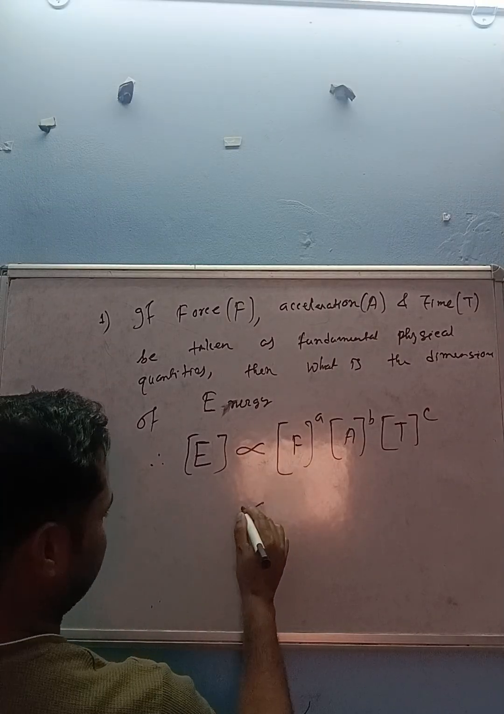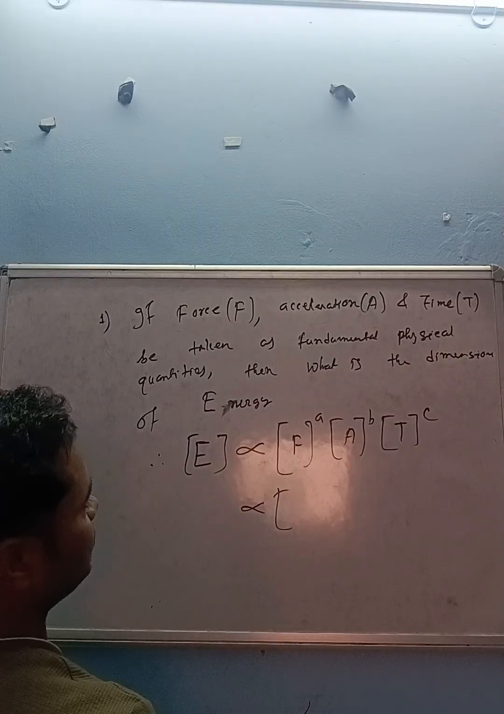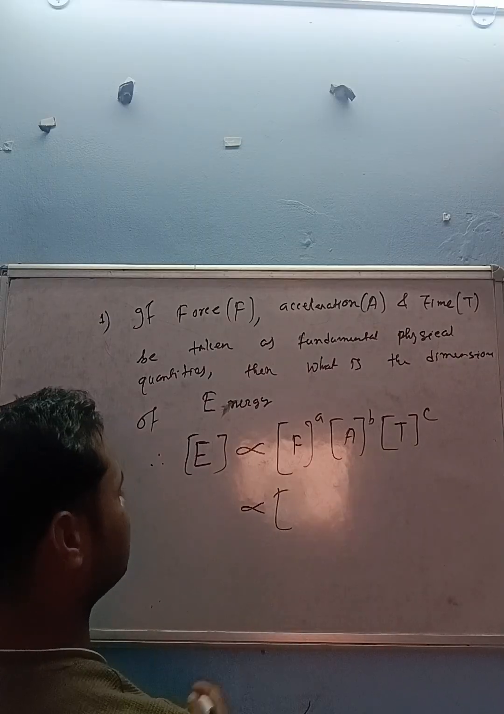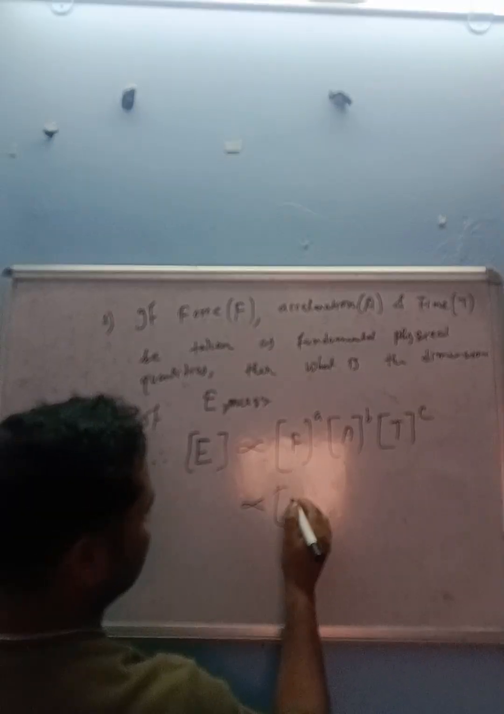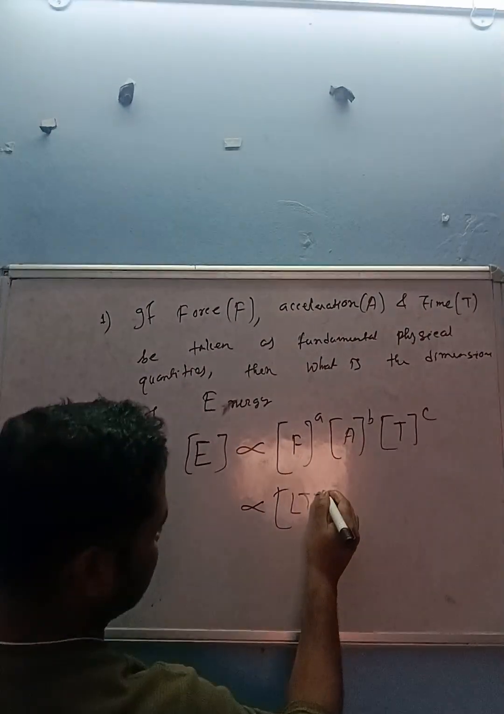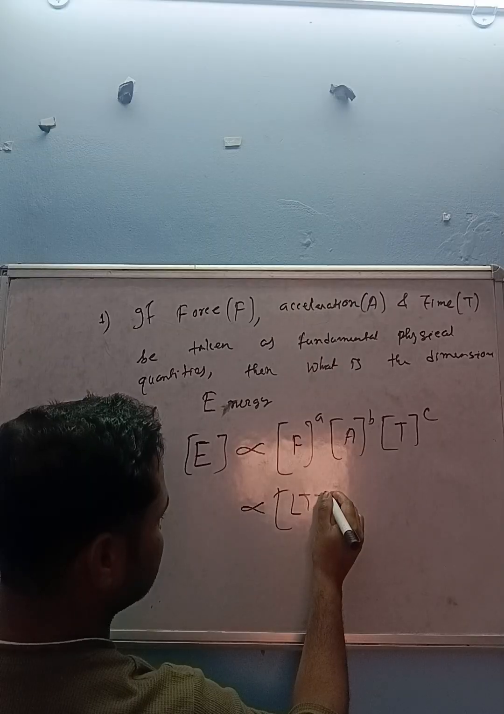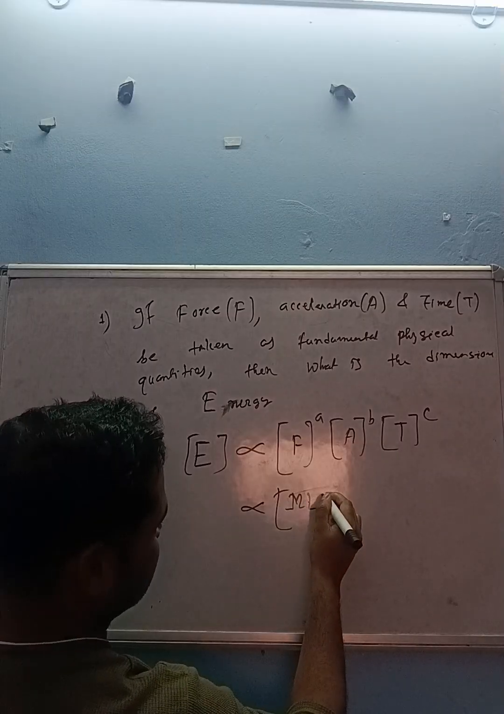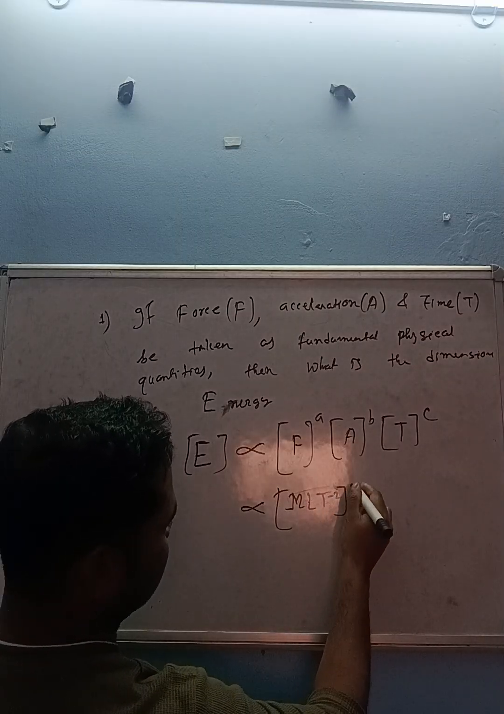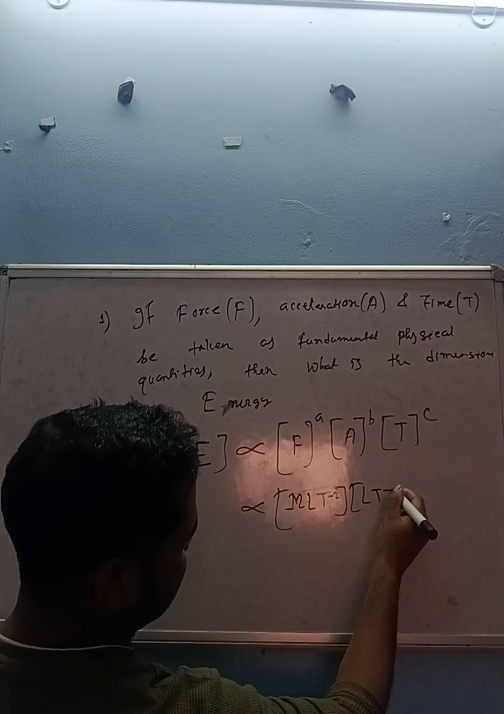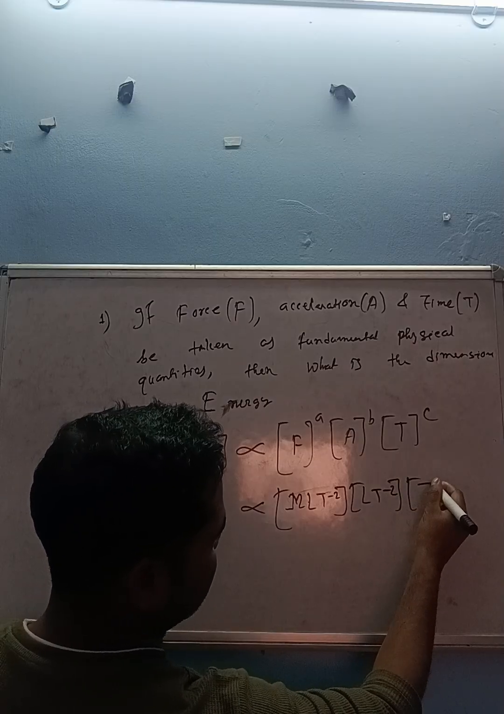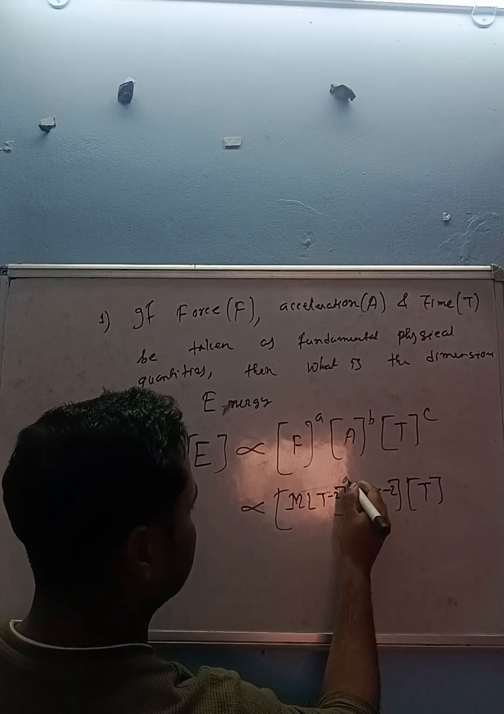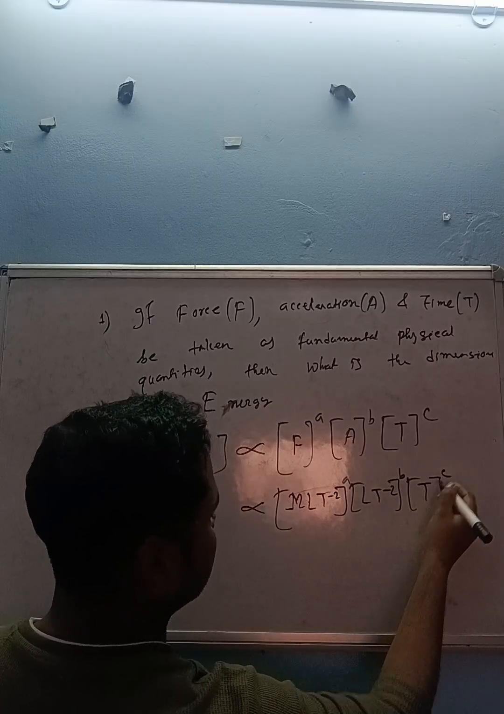So you can put the dimension of force, acceleration and time. The dimension of force is M L T to the minus 2, acceleration is L T to the minus 2, and time is T, with powers a, b and c. Okay.